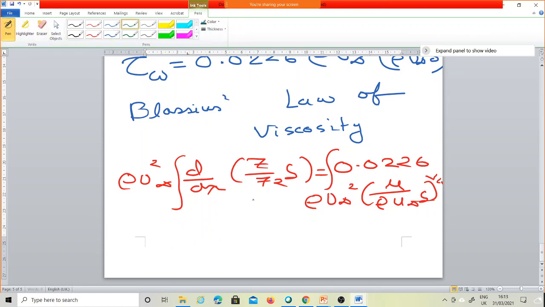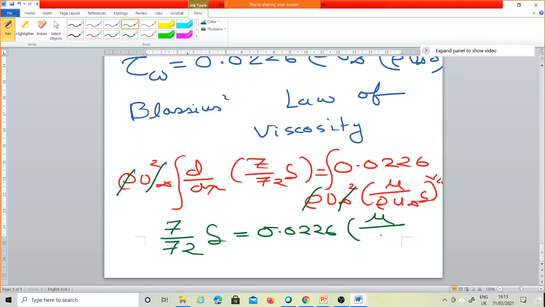So what you will have, u rho will be cancelled out, u infinity square will be cancelled out. So you will have only 7 over 72 delta equal to 0.0226, and then to the power, in this case this value is constant, rho mu u infinity delta to the power 1 by 4, and then multiplied by x, because you are integrating with respect to x. So you will have an extra x here.